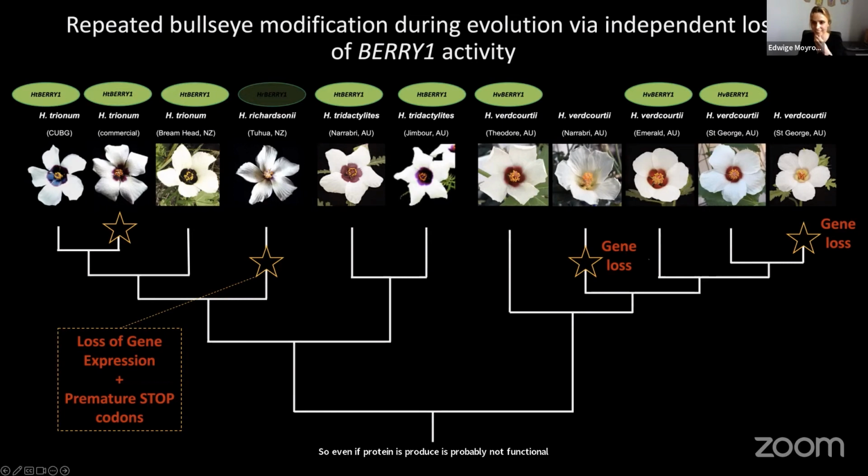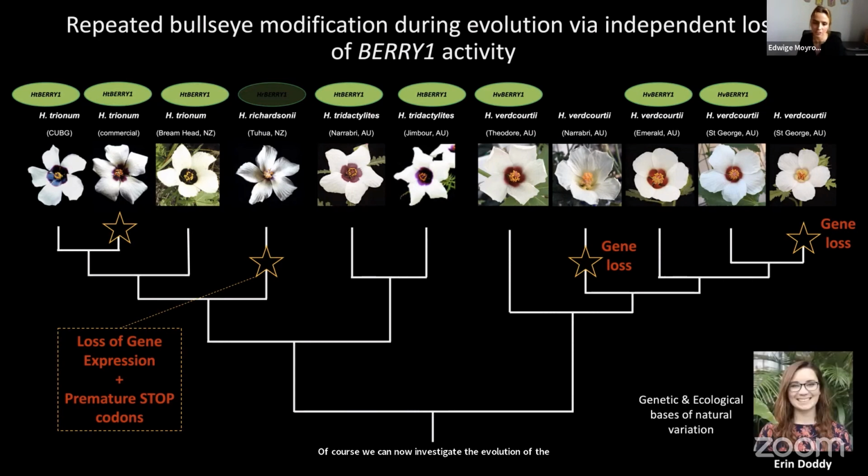Interestingly, what we found is that in 2 different populations of a different species of the complex, the bullseye loss correlates with the loss of the same gene. The homologue of BERI1 in this population seems to have been completely lost from the genome. Of course, we can now investigate the evolution of the other features of the bullseye and other traits. And Erin joined our lab recently to combine population genetics and field work to try to do just that.